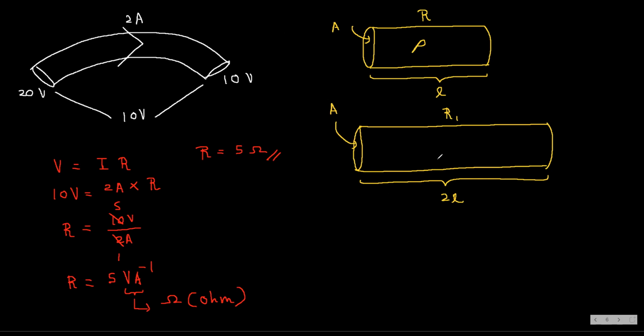What is the resistance? 2R. Yes, correct. If this one is rho, I'm using the same material for this one, so its resistivity is also rho. So I'm applying R is equal to rho L divided by A. And also I'm applying R1 is equal to rho times 2L divided by A.